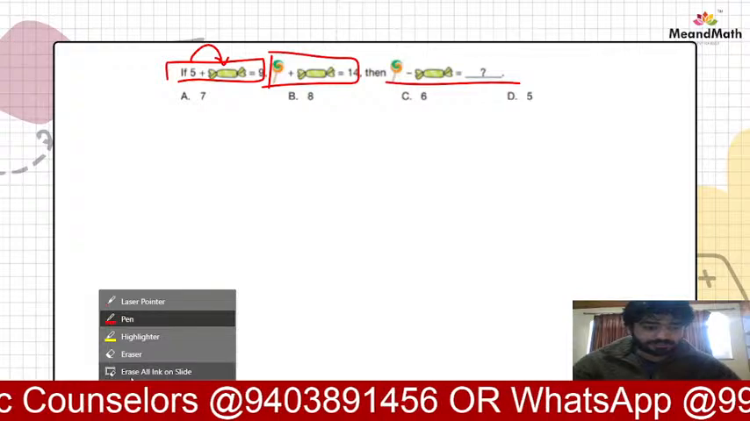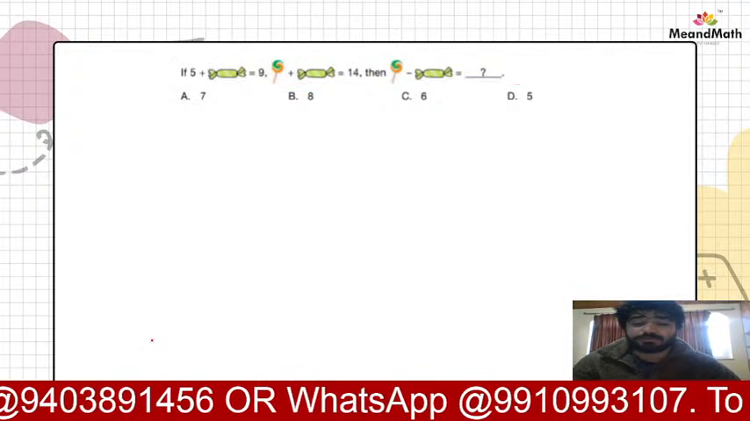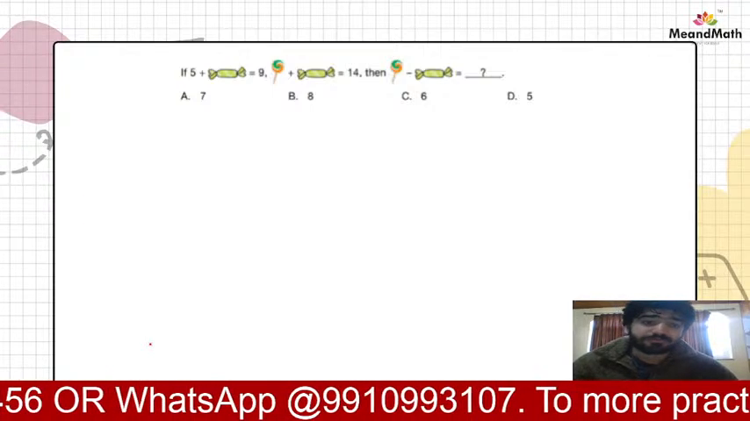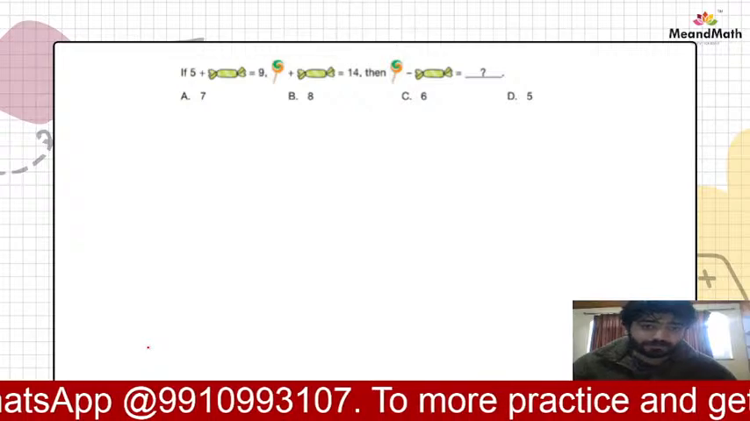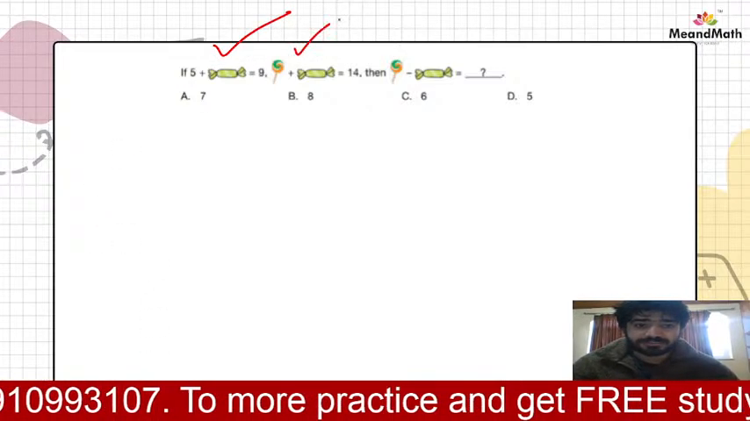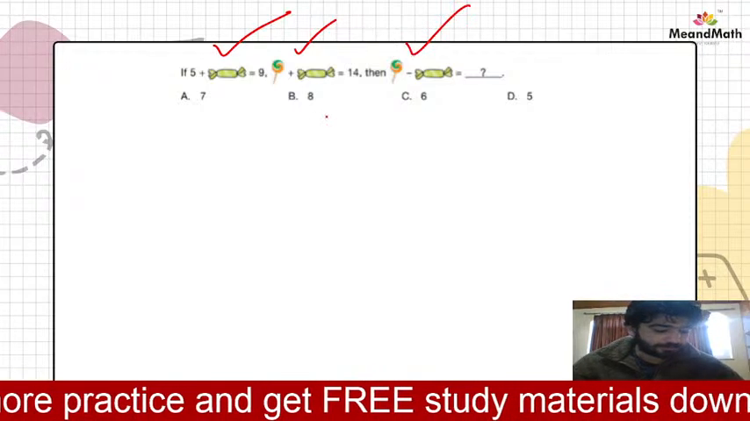Let me clear this so that you can watch it properly. Then what will be a lollipop minus candy? So basically you have to find the values of the toffee and the lollipop. Once you find those values from these two relations, you can make this sum and do it properly.